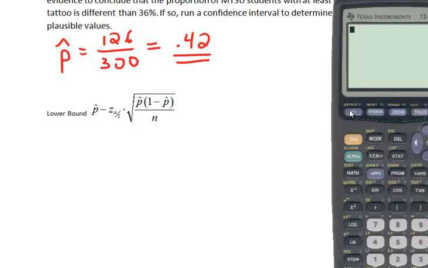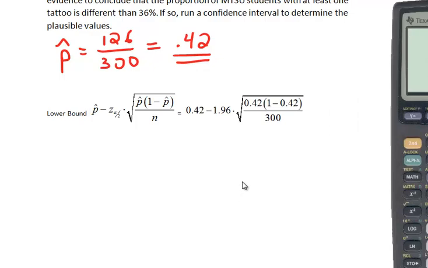Okay, so the formula, it may look a little nasty to you, but this is it. So it's p hat, our sample proportion, minus, this is for the lower bound of the confidence interval, our critical value, z alpha over 2, times the standard error, the standard deviation here, which is the square root of p hat times 1 minus p hat over n. Okay, you plug those numbers in, 0.42. Remember, we got our critical value of 1.96 because that's at the 0.05 level of significance. And then just run it through, and you'll get 0.364 for the lower bound.